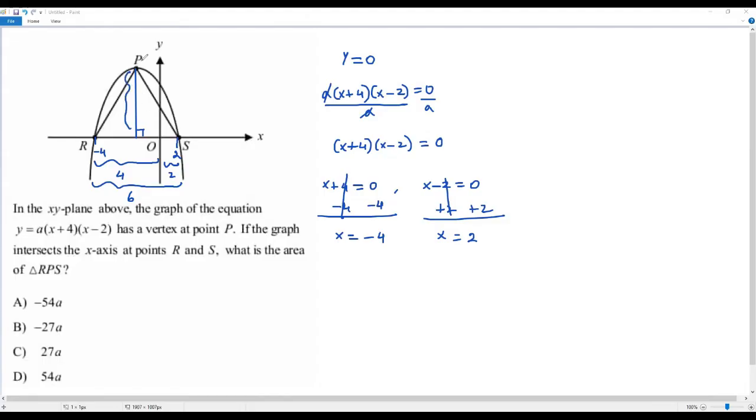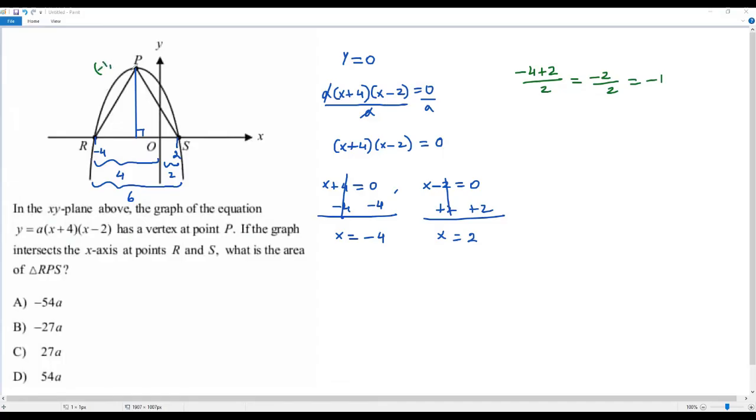To get the y coordinate at the vertex P, first we have to get the x coordinate. Here we have the two x-intercepts of the parabola, negative 4 and 2. To get the x coordinate at the vertex P, we find the average of the two x-intercepts: add negative 4 and 2, divided by 2. Combining negative 4 and positive 2, I get negative 2. Dividing negative 2 by 2, I get negative 1. So negative 1 is the x coordinate at the vertex of the parabola.